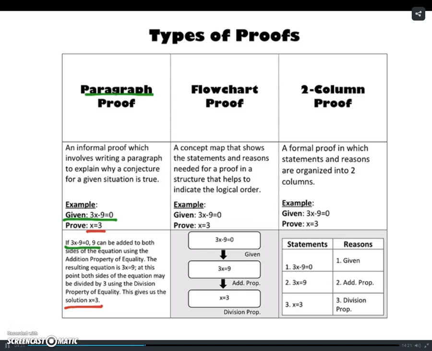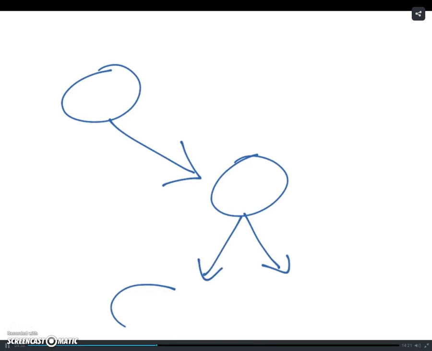The second one we're looking at is a flowchart proof. And again, this one is in 2.5, so you just have to recognize it. And it's going to give a concept map. And I gave you a really simple one here because I was trying to use the same example for all three of these. Some of these flowcharts can be much more complicated. So you might see, some of them, say if you have this, then this happens, and then depending on what happens from there, you could end up with one of these two options.